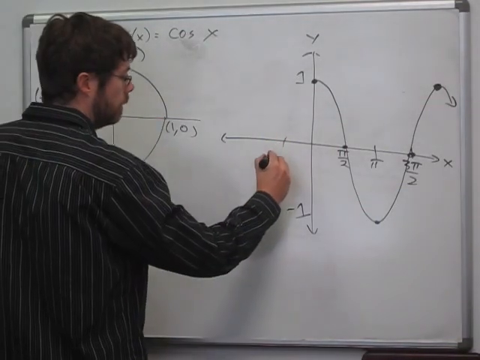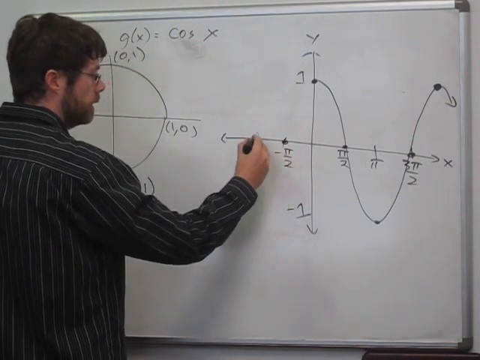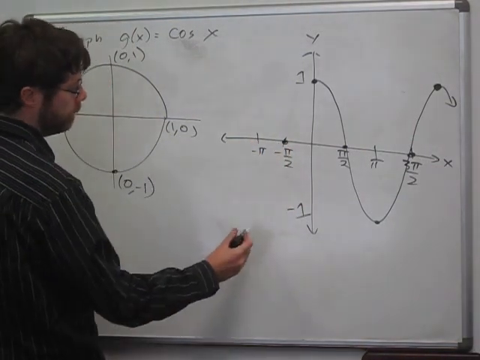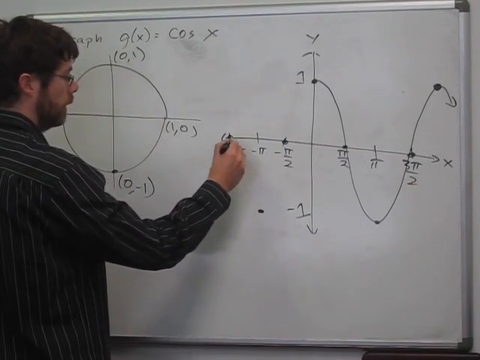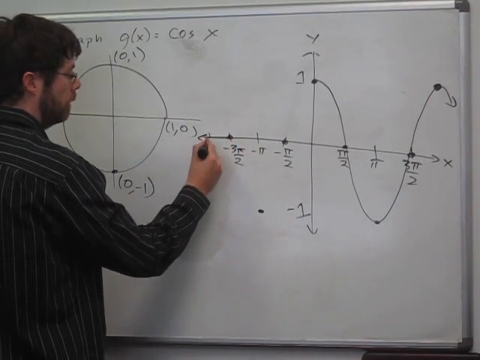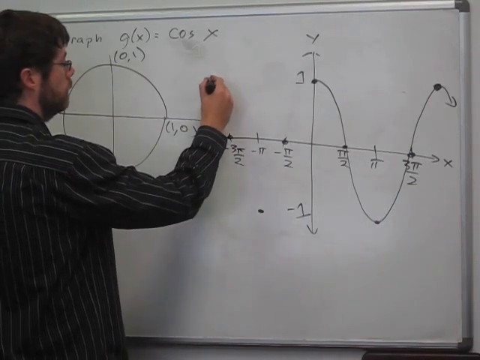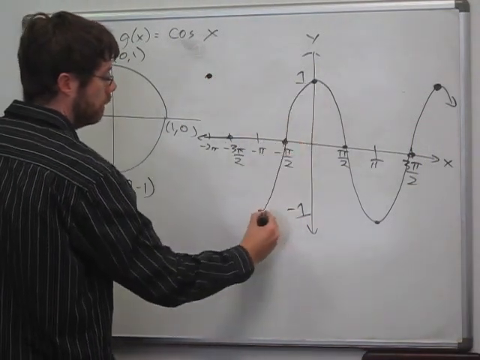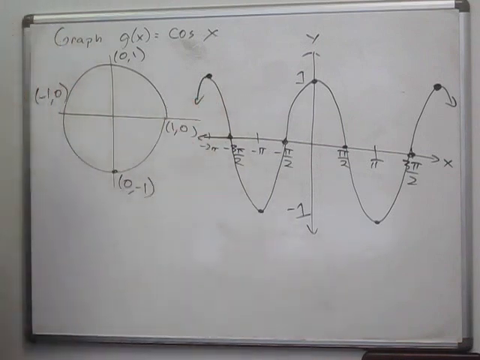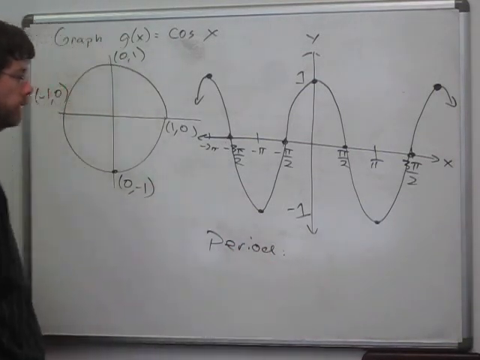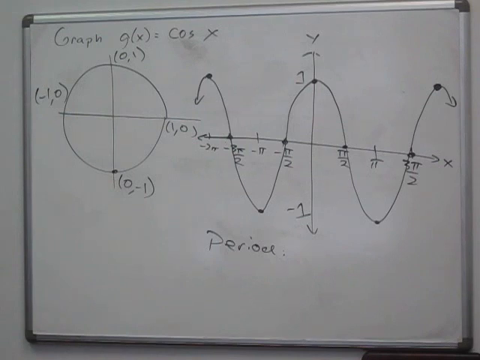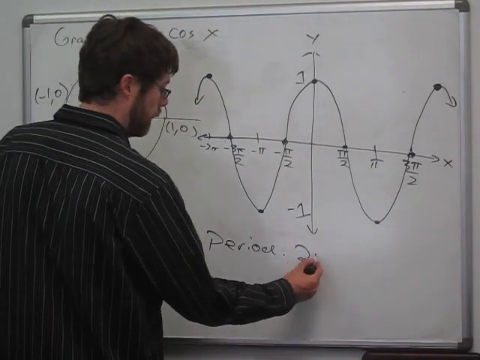Negative rotations. Negative pi over 2, we're at 0. Negative pi, down to -1. Negative 3 pi over 2, up to 0. Negative 2 pi, up to 1. So there is the graph of cosine x. Its period, which is the smallest distance where it starts to repeat itself, is 2 pi.